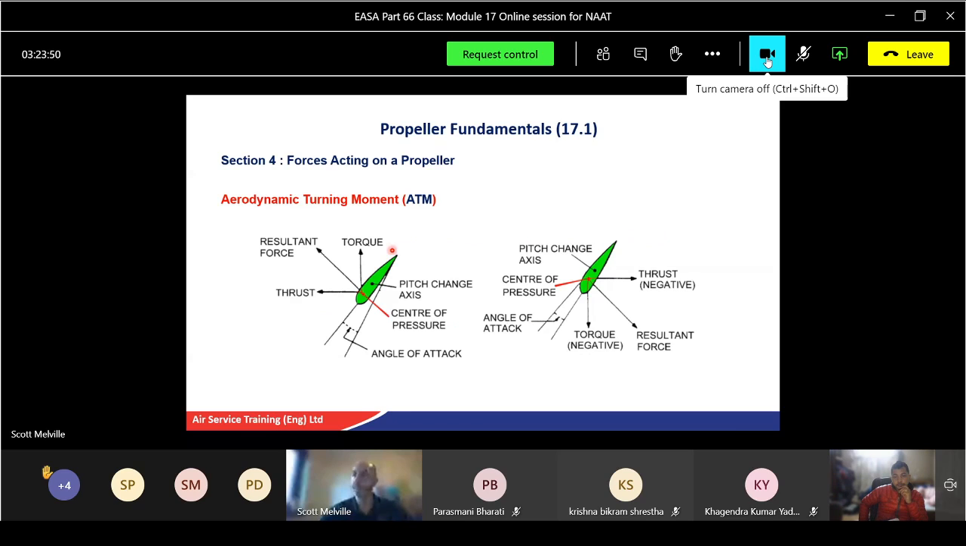So there you go. There's your resultant forces, and the pitch change axis where the actual propeller is spinning. Your center of pressure will change slightly, and your angle of attack will change, I'll say, the same way. Normal position of thrust that way, or negative. I should change that around, to be honest, and give you negative thrust.